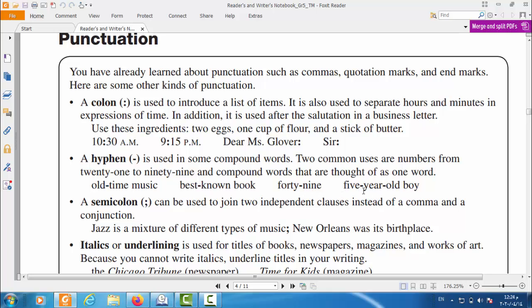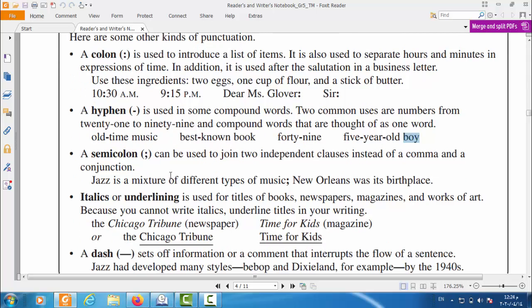5-year-old boy. Why did I put 2 hyphens in here? Because I want to say that those 3 words, 5-year-old, are thought of as one word. Okay, guys? And by the way, I put 5-year-old like that because it's an adjective for the noun that follows, the noun boy. So this is number 2.